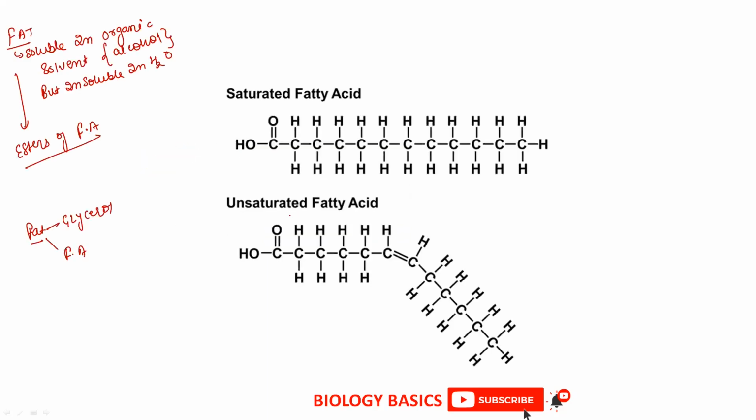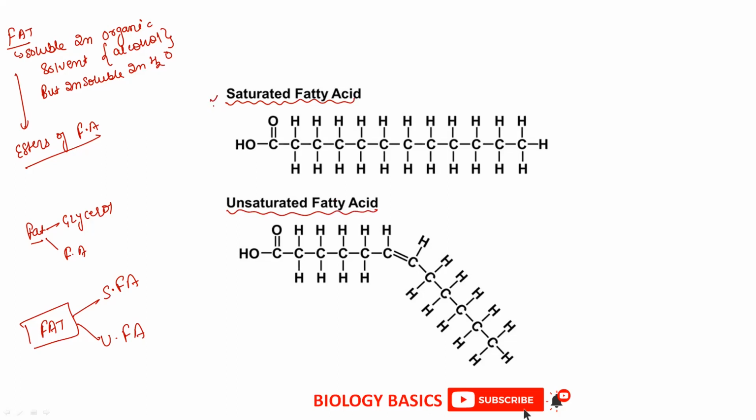All right. So we classify fat basically into two categories. The one is the saturated fatty acid. Another category is the unsaturated fatty acid. In front of you, you can see the image of the saturated fatty acid, and this is the unsaturated fatty acid. How do we differentiate between them?